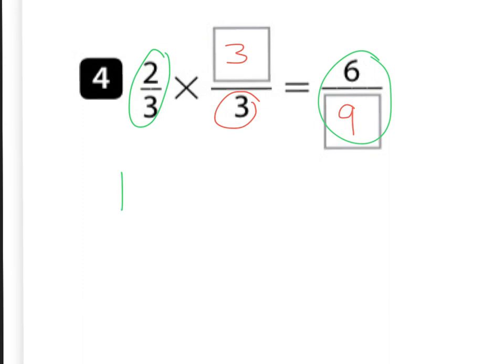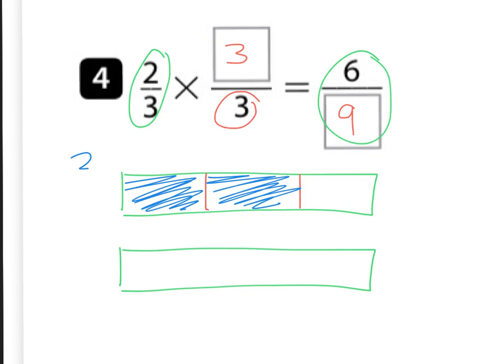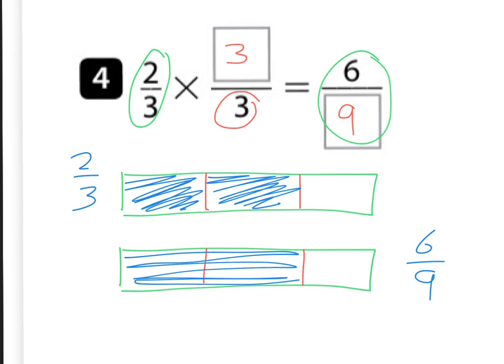We can use the bar model to show this. All right, get a duplicate. All right, let's split this guy up into thirds. We got 2/3. Let's shade in 1/3, 2/3. Here's 2/3, and then we want to get to 6/9.